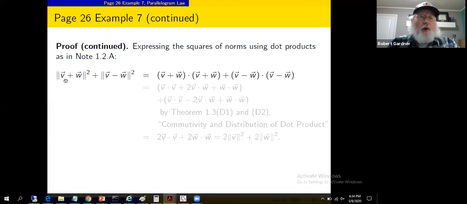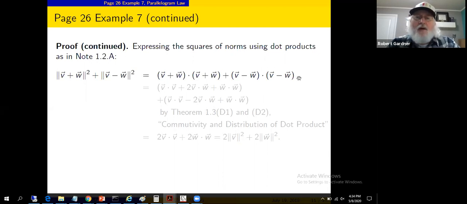So I know note 1.2.a called attention to that a while ago. I know the norm of V plus W squared is V plus W dot V plus W. I know the norm of V minus W squared is V minus W dot V minus W. Good thing they got the squares on them. I can just treat them as dot products. If they didn't have the squares, I get square roots and it becomes a mess.